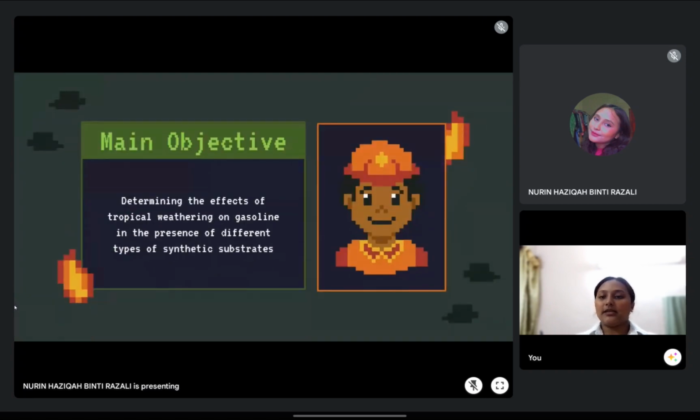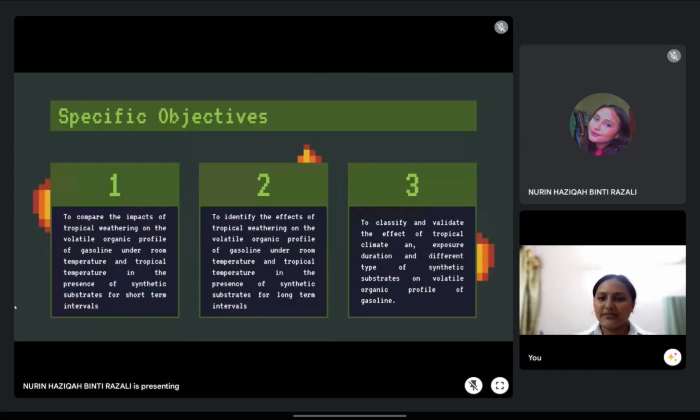This study is to determine the effect of tropical weathering on gasoline in the presence of different types of synthetic substrates. The specific objective is to compare the impact of tropical weathering on the volatile organic profile of gasoline under room temperature and tropical temperature in the presence of synthetic substrates, first for short-term interval, second for long-term interval, and lastly to validate the effect of tropical weathering, exposure duration, and different types of synthetic substrates on the volatile organic profile of gasoline.